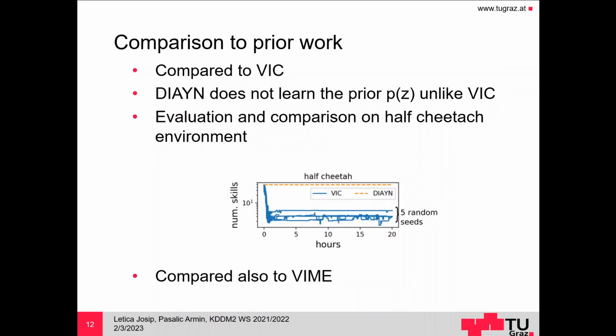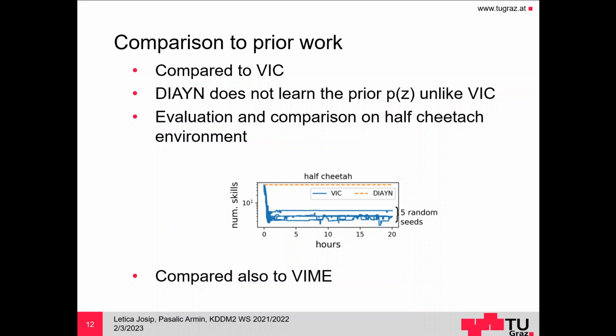And now we're coming to the point where they compare their work with some prior algorithms. First, they compared this with variational intrinsic control from 2016. The big difference between these two algorithms is that they are not learning the prior of the skills. In their experiments, they showed that variational intrinsic control suffers because of this. It samples more diverse skills more frequently, and only those skills will receive a training signal to improve.